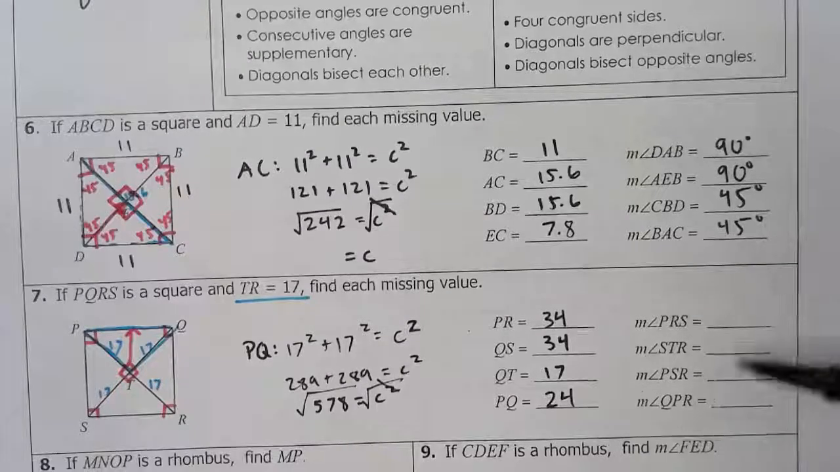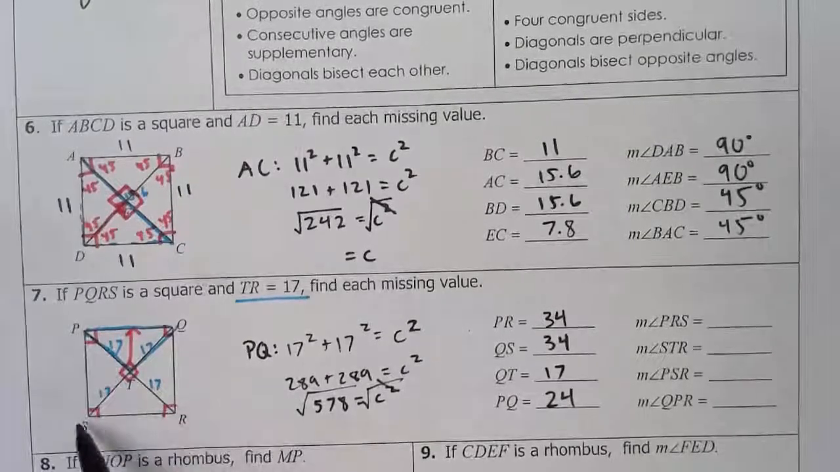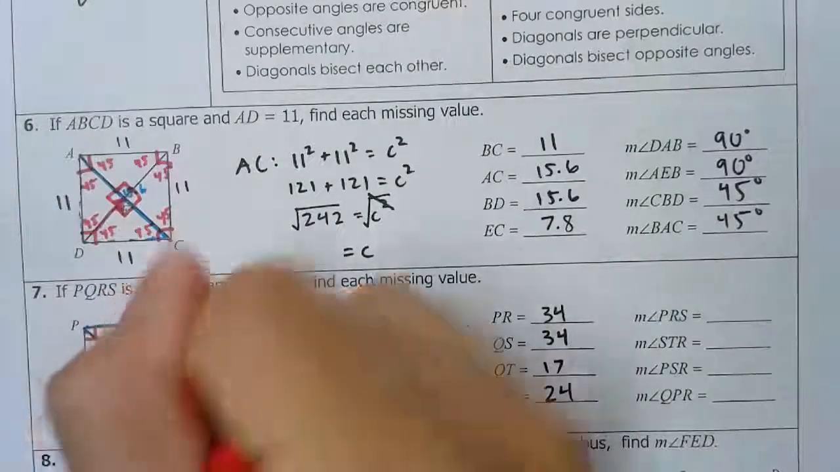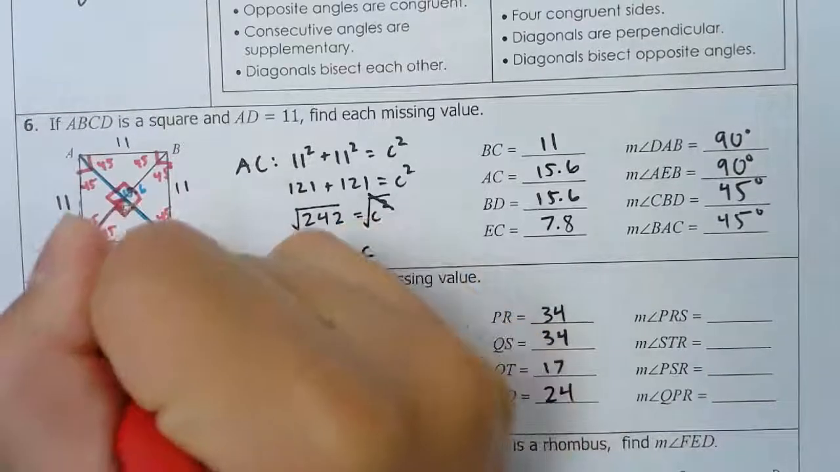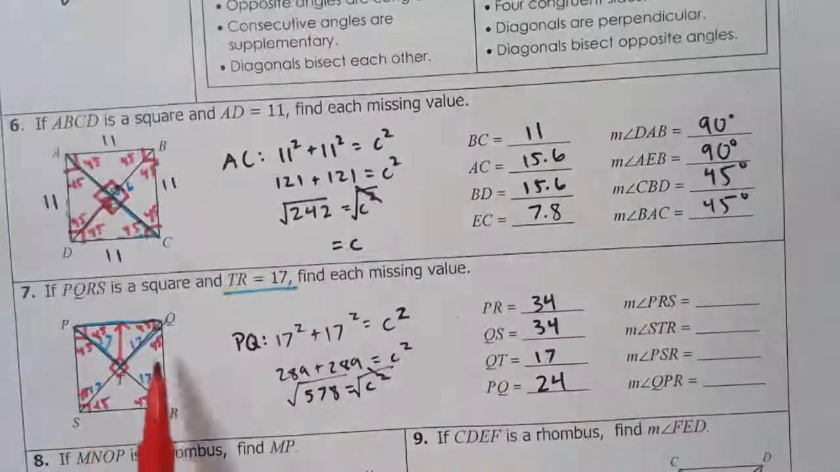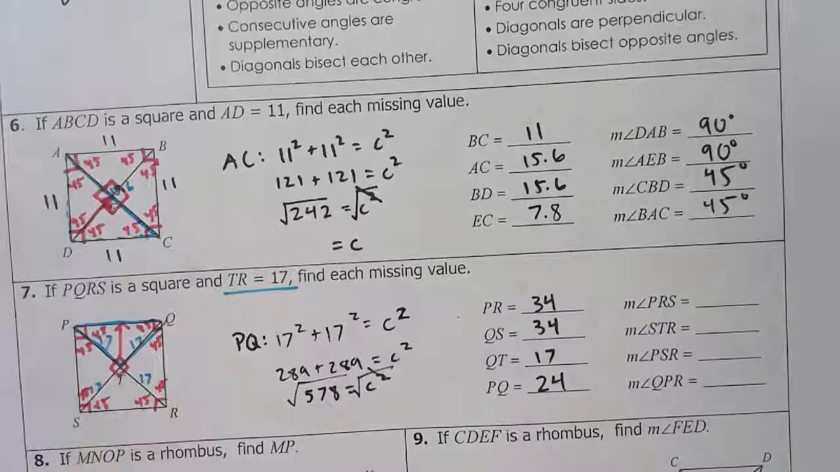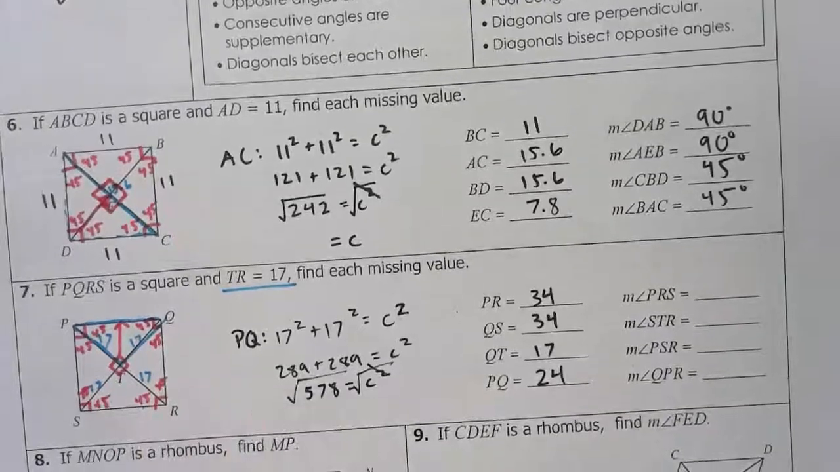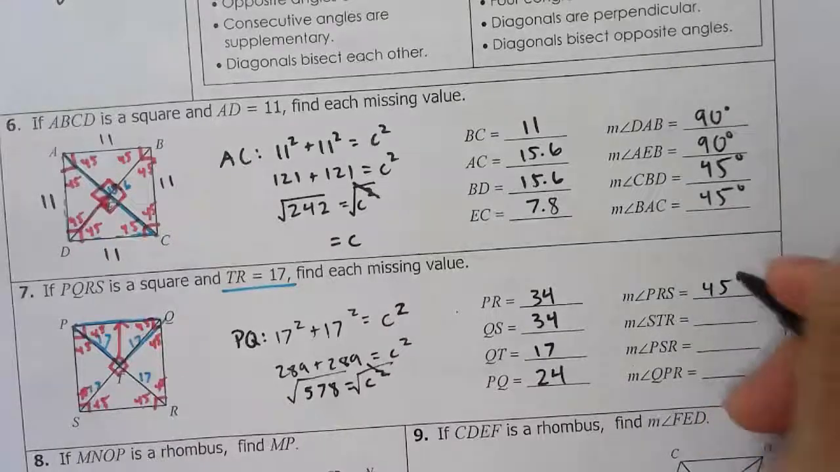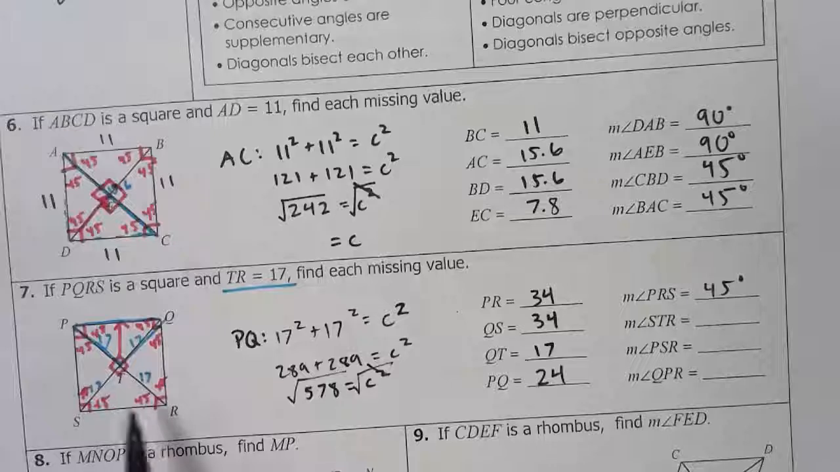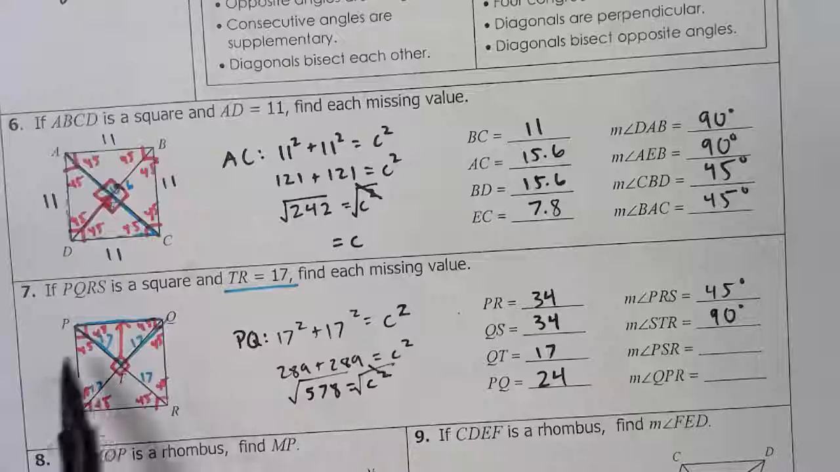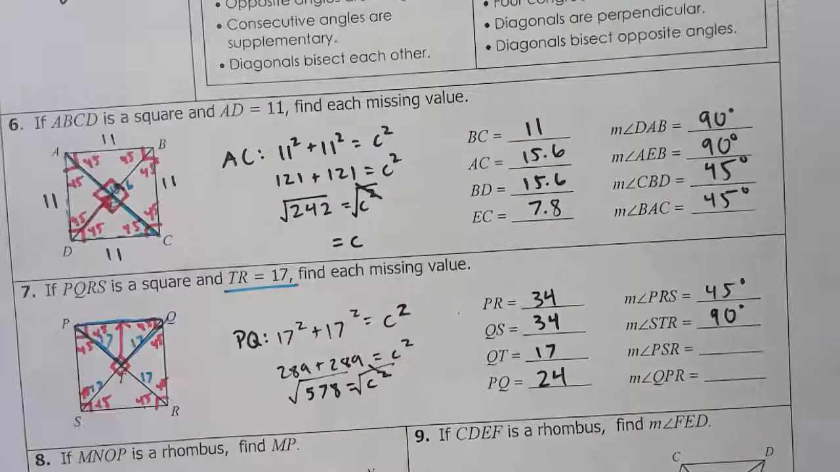All my angles here should be labeled. PRS is this one here, and we already said because the angles are bisected, you can also say that each small angle going all around the square here is 45, because again 45 plus 45 is 90. So PRS is 45. STR is this central angle here, that's 90. PSR is the entire corner, so it's 90.